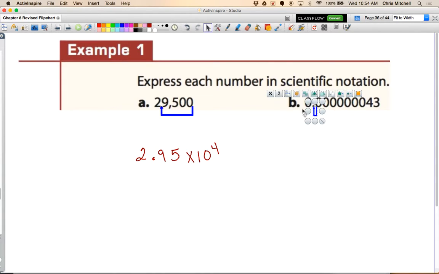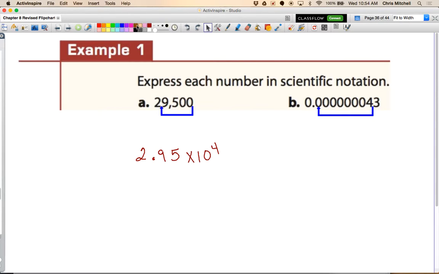Now we have our decimal here. Man, this is a very small number. So let's go ahead and count. You can count the number of places or the number of spaces in between. Let's count the number of places: 1, 2, 3, 4, 5, 6, 7, 8. Okay, so my decimal will be between this 0 and 4.